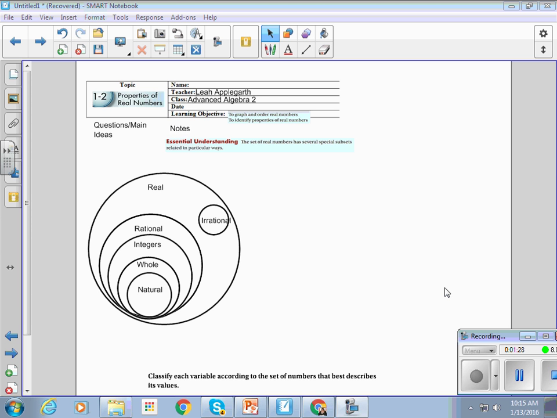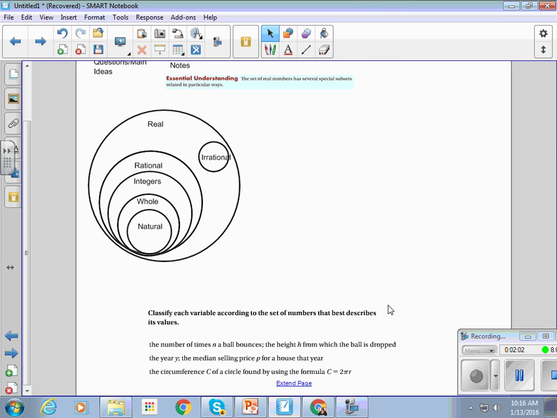Rational numbers are fractions created from integers. If you can make a decimal into a fraction of integers, it is also rational. Irrational numbers are non-repeating, non-terminating decimals, usually created by square roots, or pi is a famous irrational number. And then real numbers are all the numbers in the universe except for imaginary ones, which happen when you take the square root of a negative number.